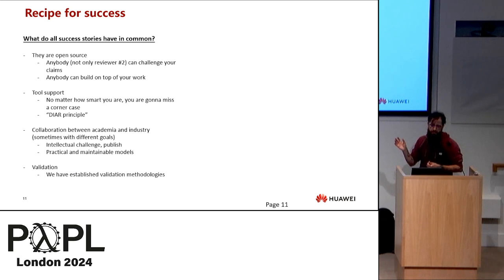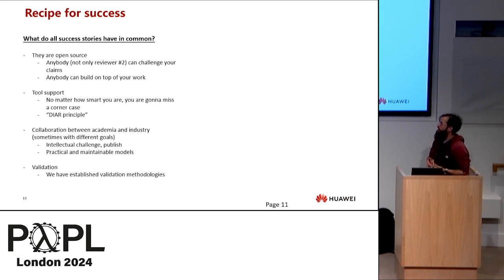So what do all these three stories have in common? First of all, everything is open source. By having everything open source, you allow anybody to comment on or criticize your work, but also people can build on top of that. So I think this is very nice.